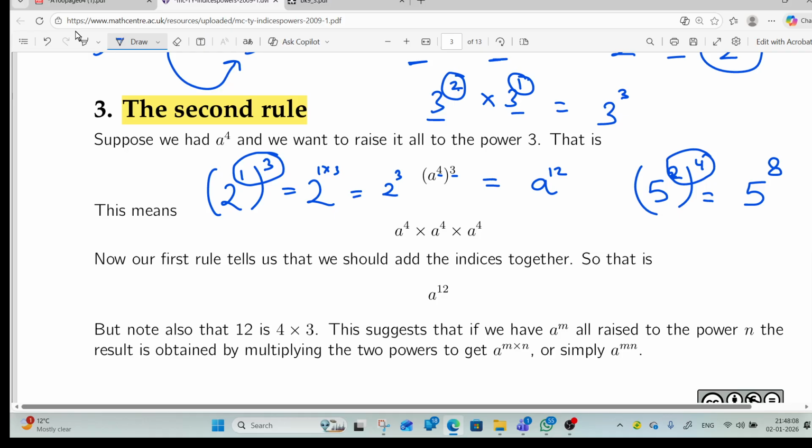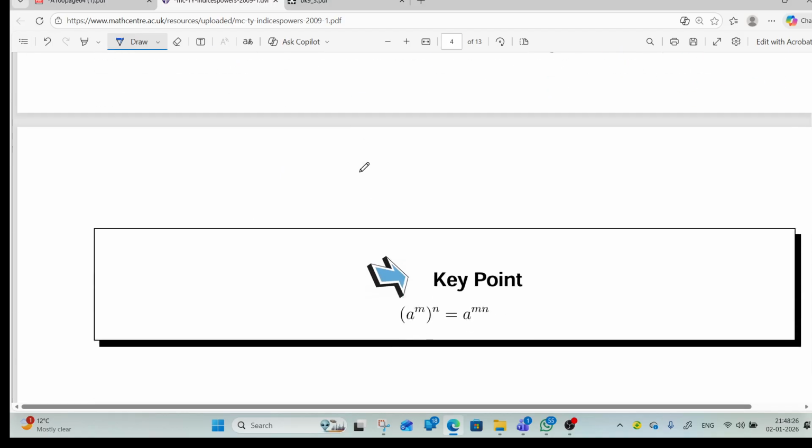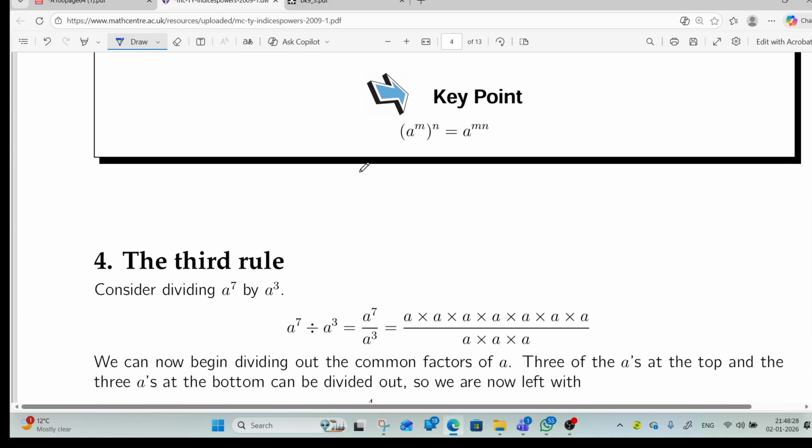Okay, try this: 3 to the power 4 and here you get 6. Solve it. 3 to the power of 24. Very good, that's correct. So this is the second rule. Just multiply these two, right?